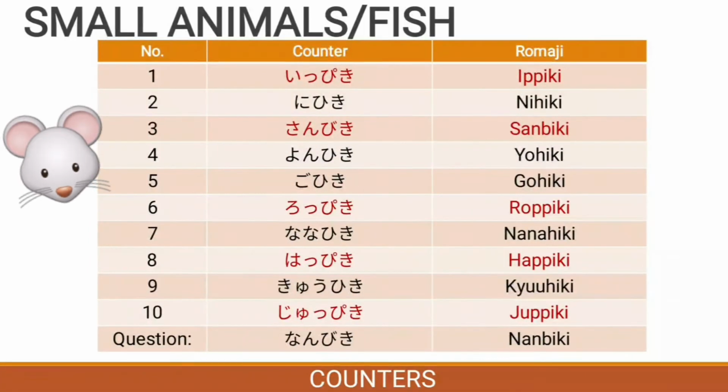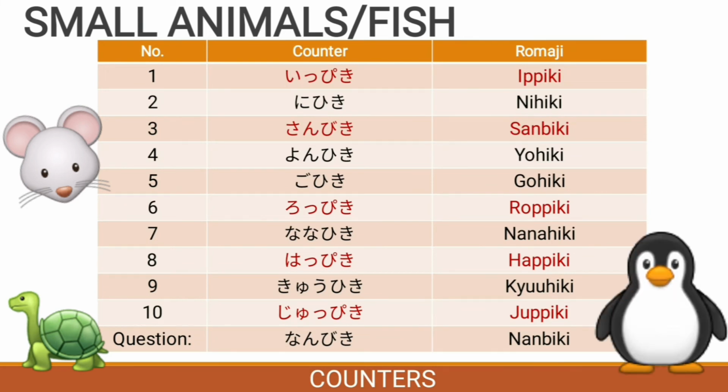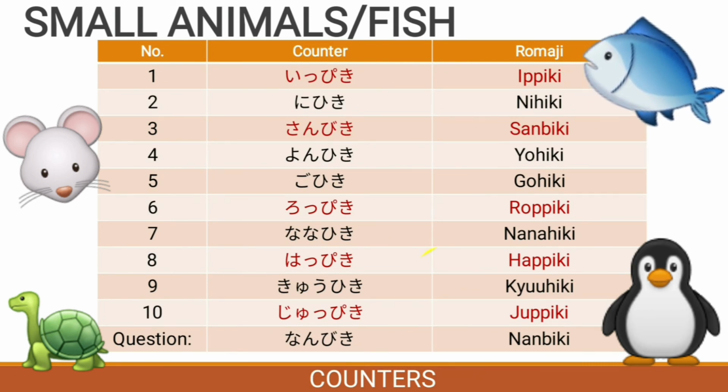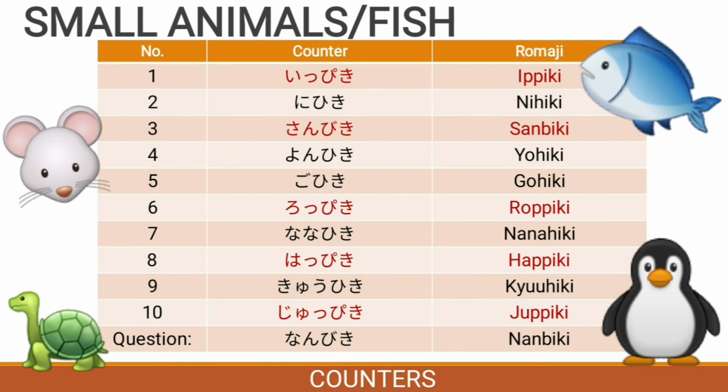Okay. For our last counter natin, sa small animals or fish. So special ang 1. So ippiki. Next is number 2, nihiki. 3, sanbiki. 4 is yonhiki. 5 is gohiki. 6 is roppiki. 7 is nanahiki. 8 is happiki. 9 is kyuhiki. 10 is juppiki. And ang interrogative natin is nanbiki.